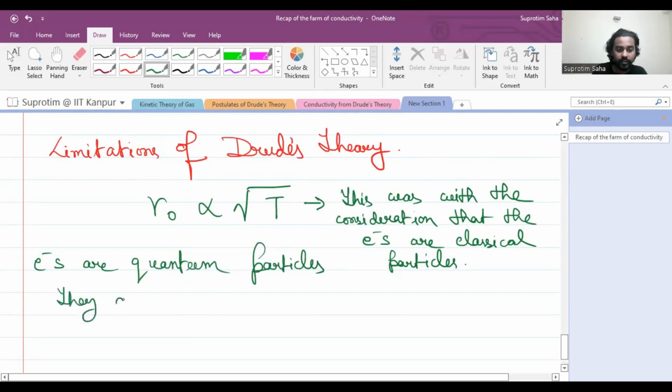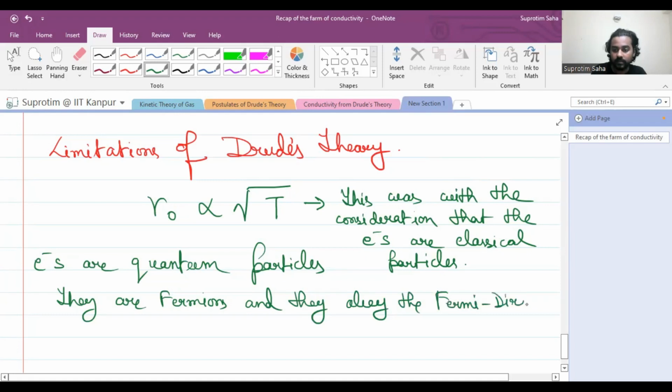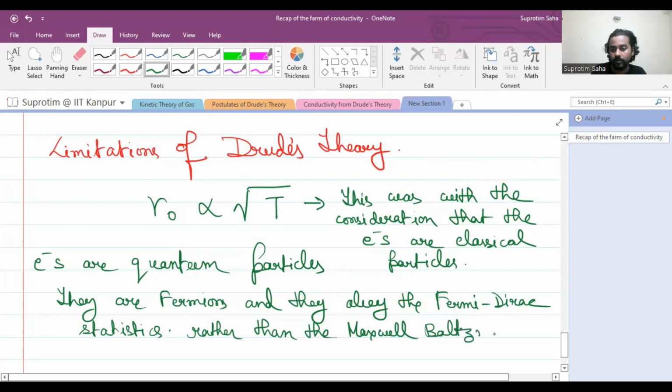They are fermions, and they obey the Fermi-Dirac statistics rather than the Maxwell-Boltzmann distribution.